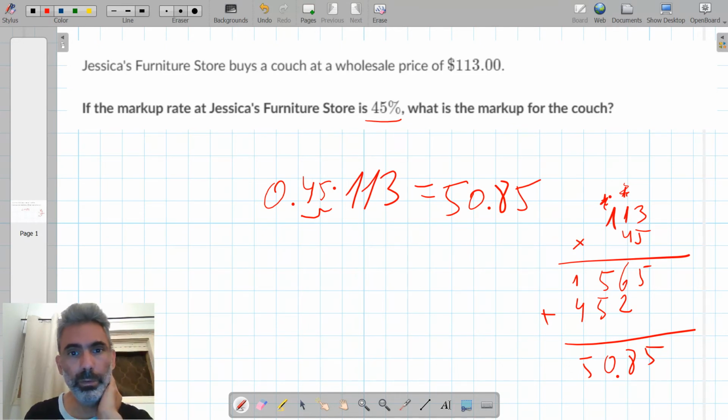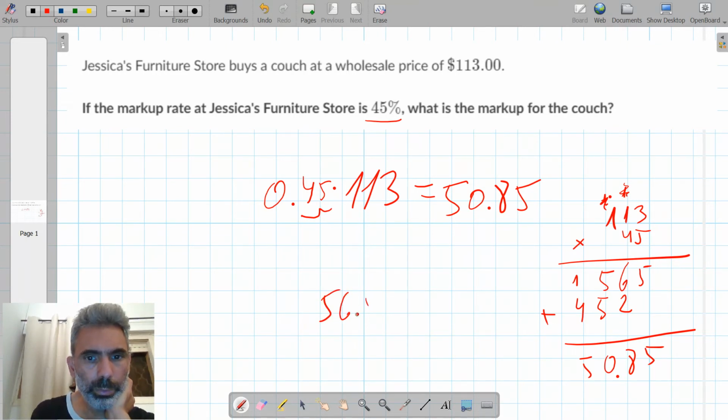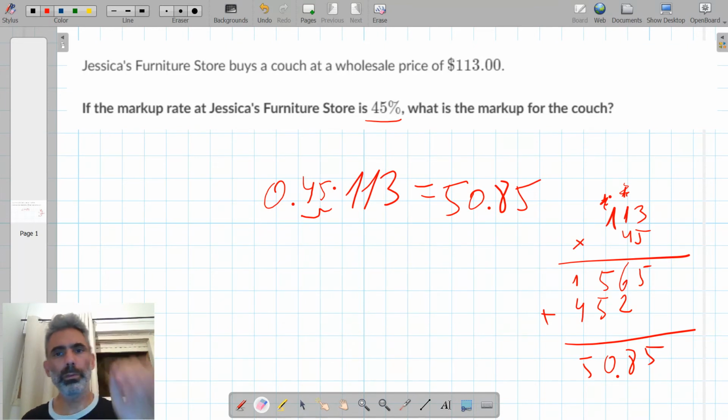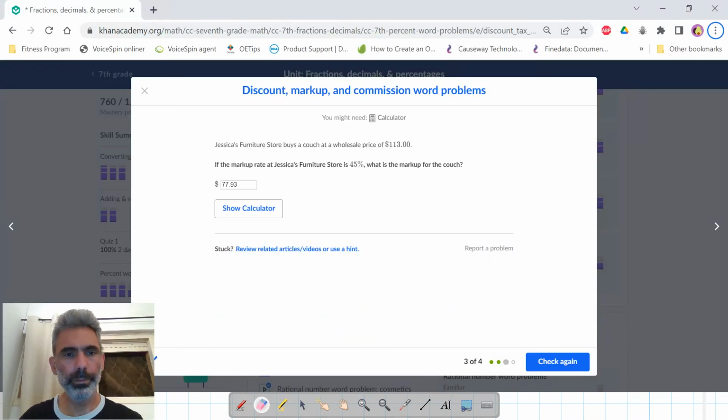Let's see, 50% is half of this, so 50% is 56.5, so this makes sense. So 50.85.